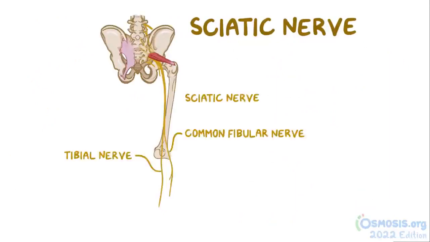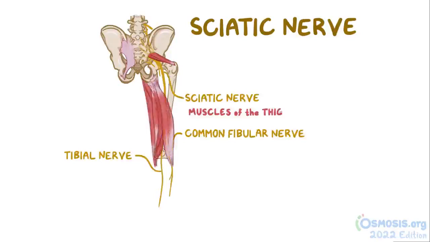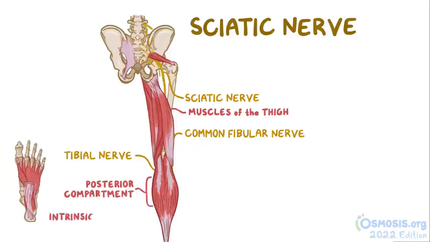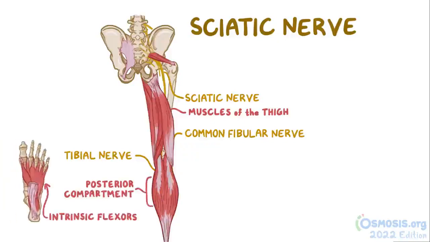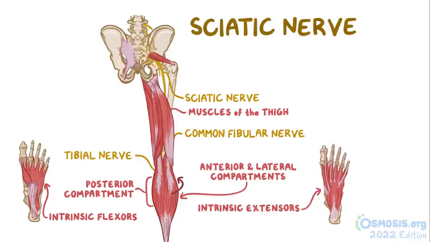The sciatic nerve innervates the muscles in the back of the thigh. The tibial nerve innervates the muscles of the posterior compartment of the leg and intrinsic flexors of the foot. The common fibular nerve is in charge of the muscles in the anterior and lateral compartments of the leg and intrinsic extensors of the foot.